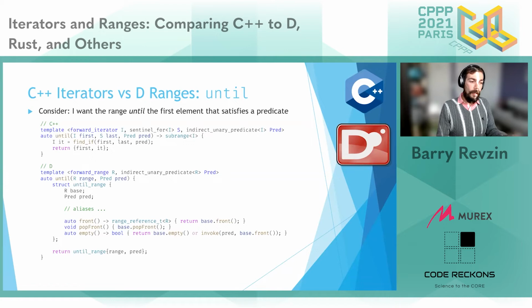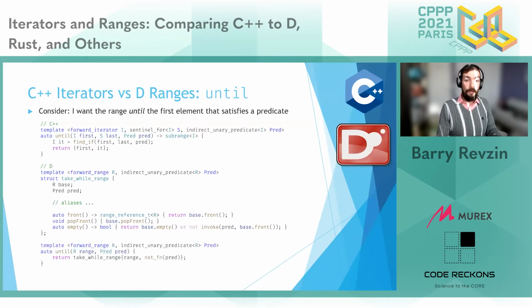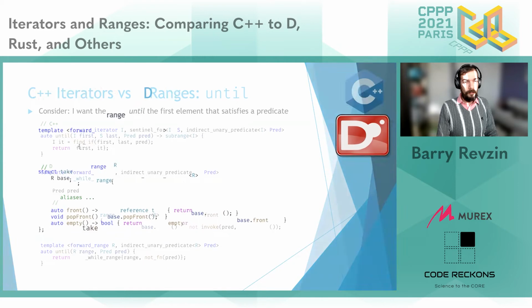And this until range that I wrote is actually just a very useful thing in its own right. Typically, we actually invert the predicate and we call it takeWhile instead of takeUntil. But that's still a useful range adapter to produce. But we still want an eager solution. So let's see if we can produce that.